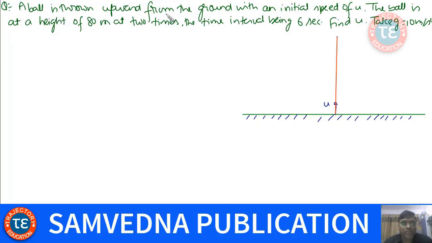See what it's saying. It says a ball is thrown upward from the ground with an initial speed of u. The ball is at a height of 80 meters at 2 times. So what happens if the maximum height reached by the ball is more than 80? In that case, this height of 80 meter will be somewhere, suppose this is maximum height, so 80 will be somewhere below this. So the body is going to reach this point 2 times.